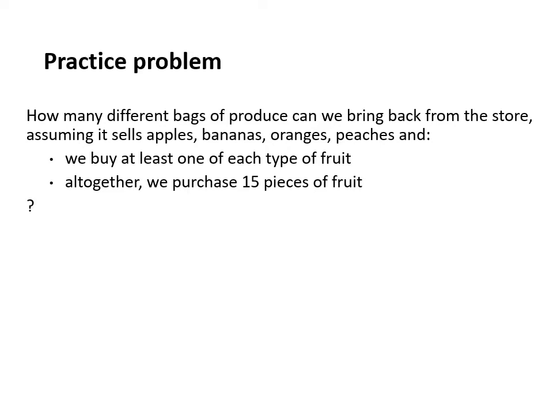So the final problem we're going to solve in this part 2 goes as follows. How many different bags of produce can we bring back from the store, assuming it sells apples, bananas, oranges, and peaches? And we buy at least one of each type of fruit, and altogether we purchase 15 pieces of fruit.